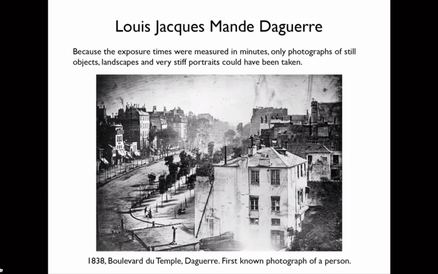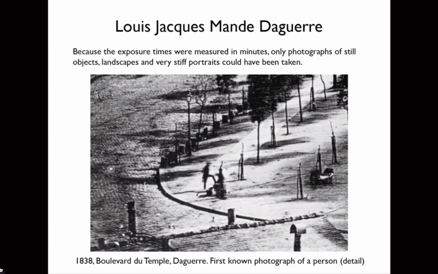Now, I want to show you some of the images done before the actual announcement of photography, or announcement of the daguerreotype. Because the exposure times were measured in minutes and were really long, only photographs of still objects, landscapes, and very still portraits could have been taken. Now, this image made in 1838 was considered to be the first known photograph of a person. Now you're thinking, where is the person here? Well, here it is, right here in the corner. And I'm going to have a little closer look there.